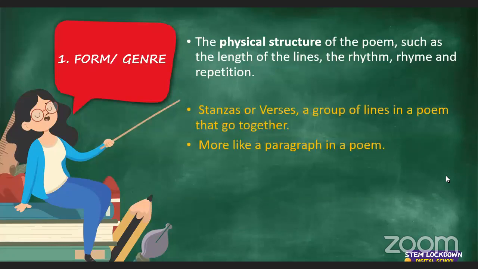So stanzas or verses are a group of lines in a poem that go together. They are more like a paragraph in a poem, but you can't use the word paragraph when you are talking about poetry. You have to say stanzas or verses, okay? Because it is very important for you to use the correct terms when you are doing poetry, so that even the person who will be marking your work, they know which stanza you are talking about, okay?